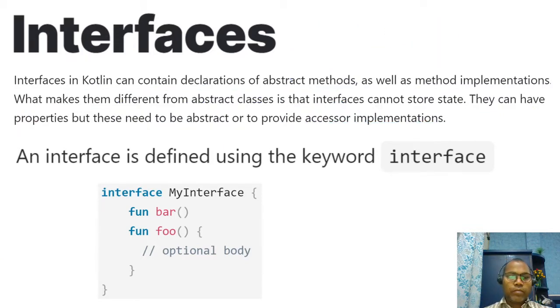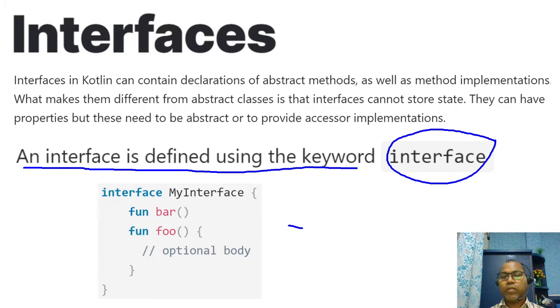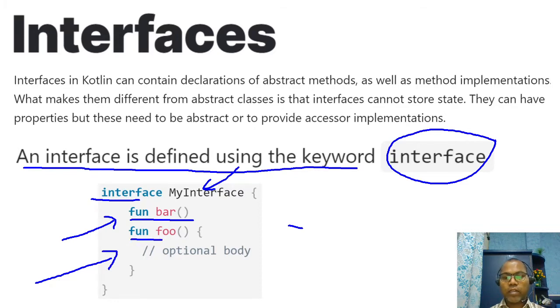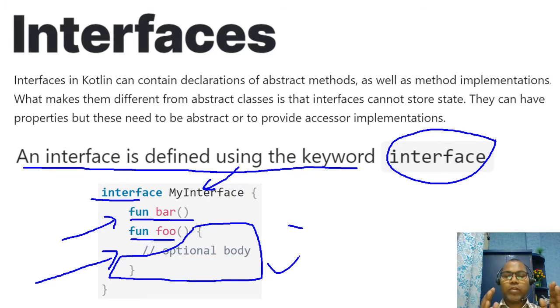So in the case of an interface, the keyword is interface, and you can give your interface name, and here you can define your methods. This is the abstract method: here we have only declared the function signature. This is the non-abstract method, which means you have defined the signature and provided the function body. In an interface we can define both abstract and non-abstract methods.